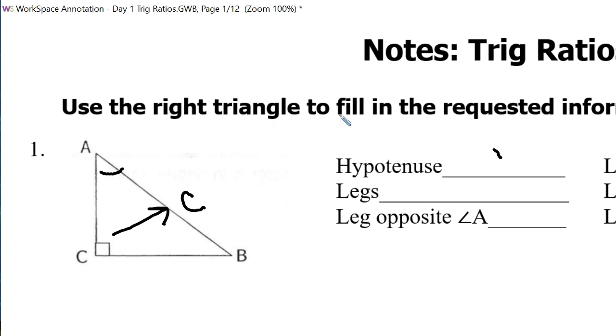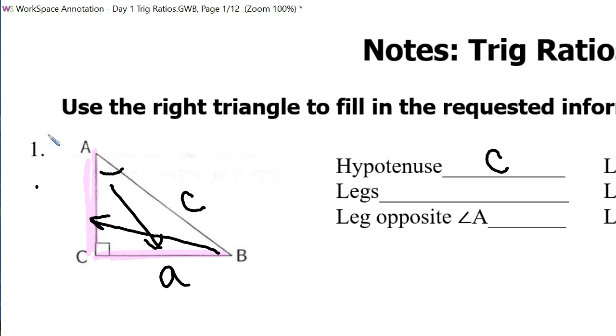Now, the legs of the triangle. The legs of the triangle are the 2 pieces that form the right angle. So the 2 pieces, or 2 legs, that form the right angle are these 2 sides right here. And I need to label these 2 sides. So the side opposite of angle A would be side A. So this needs to be a lowercase a. And the side opposite of B needs to be a lowercase b.